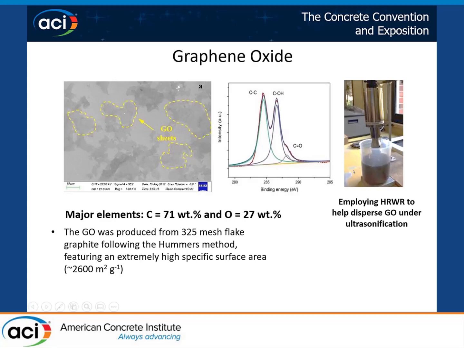Guaranteeing the dispersion of nanomaterials is also an issue. To guarantee the dispersion, we use ultrasonication combined with water reducer. Water reducer is a kind of surfactant. It's usually used to help disperse these tiny materials in water.